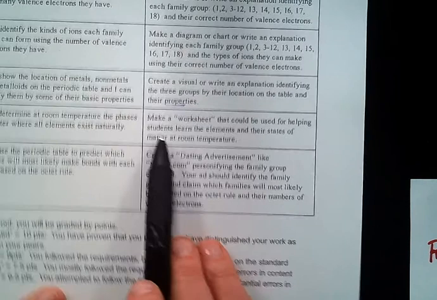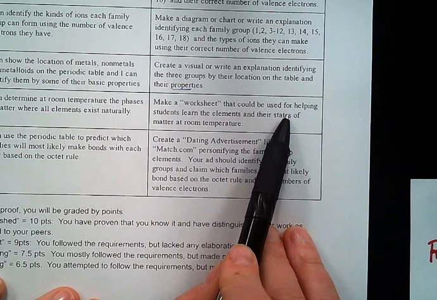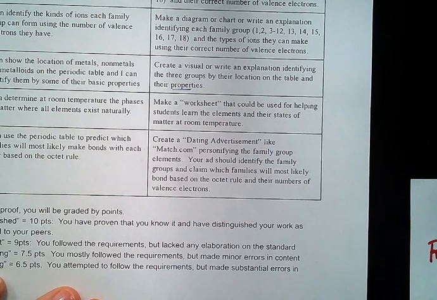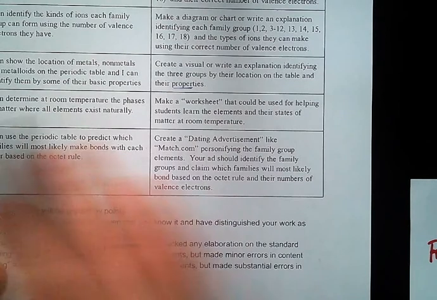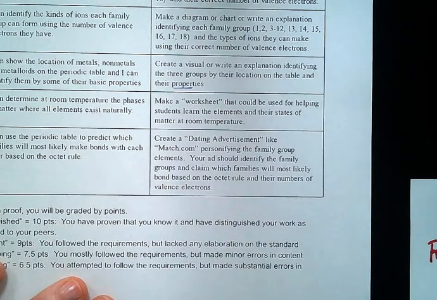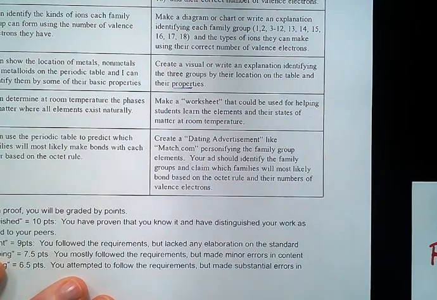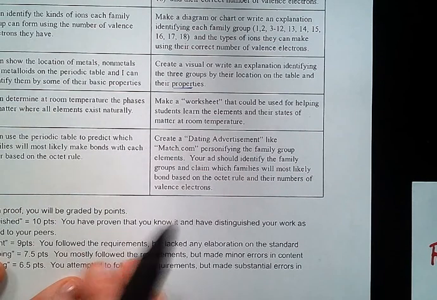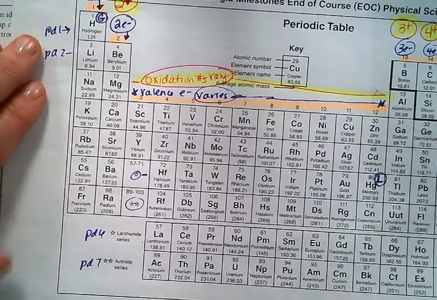On the second to the last one, make a worksheet that could be used for helping students learn the elements and their states of matter at room temperature. So on your sheet of paper, you might want to have the states of matter at the top and some type of explanation, and then you may want to also have the elements that are solids, liquids, and gases. Now those are in your reading if you have the informational text. If not, I'm going to quickly show you on the periodic table.